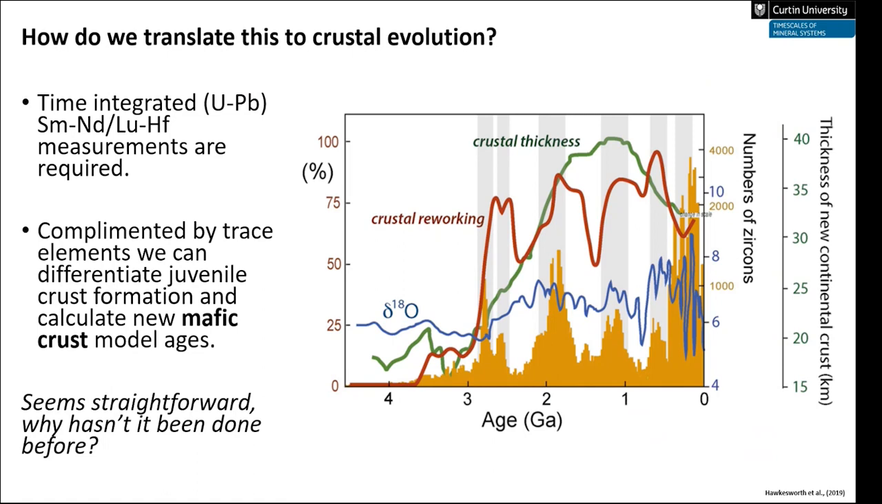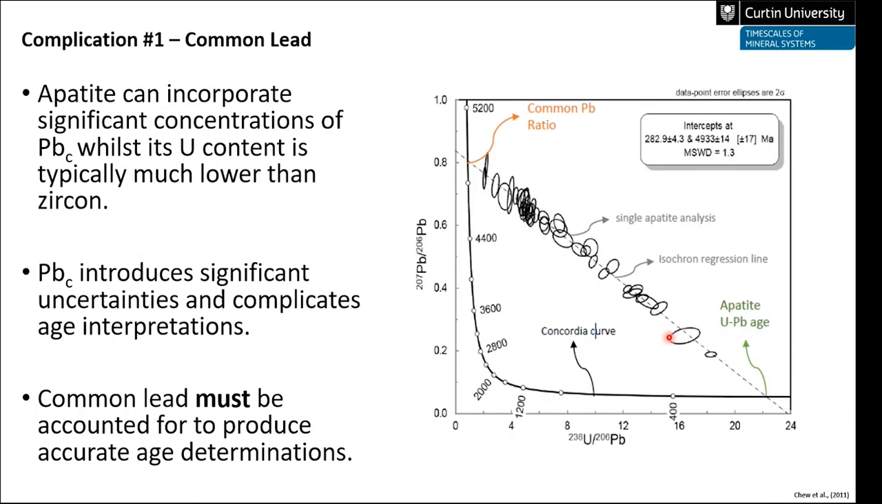And of course, the ideal goal would be to integrate this with zircon, with well-established zircon data sets to gain a more holistic insight into crust formation through geological time. So this seems all straightforward. Why hasn't it been done before? Well, apatite is a powerful but quite problematic tool for unraveling crustal formation.